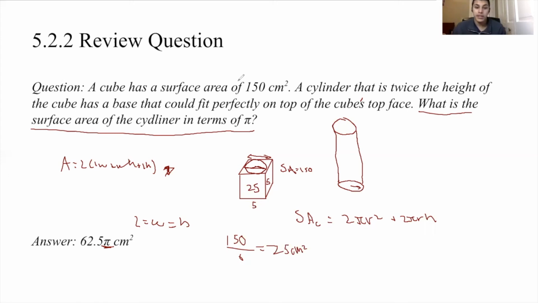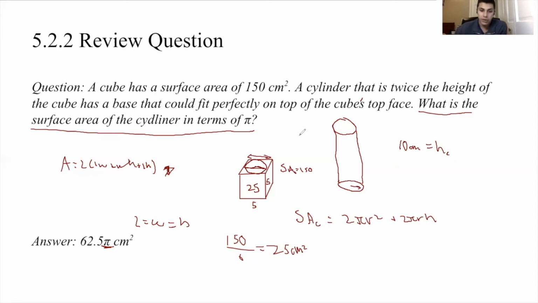now we can figure out what the values are to calculate the surface area of the cylinder, right? So it says the cylinder is twice the height of the cube. Well, the height of the cube is 5 because that's the side length. So the height of the cylinder then is 10 centimeters. So 10 centimeters equals h, or height of the cylinder.